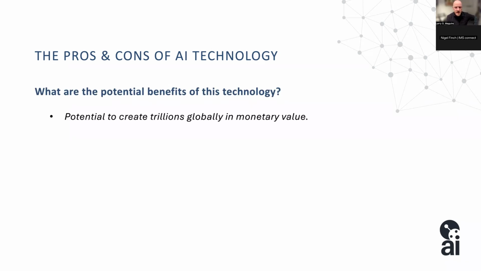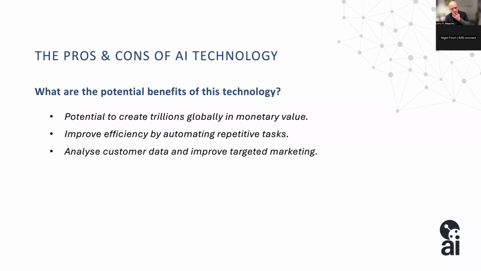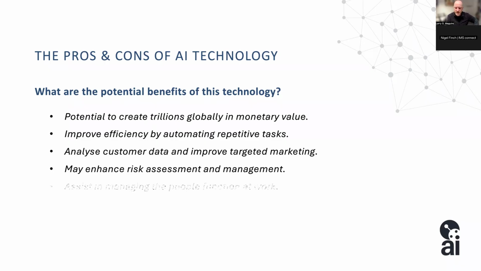The pros and cons of this technology. There's buckets of research identifying the issues and the benefits that are available to us. Some would suggest it will create trillions in the global economy. Well, we'll have to wait and see. There's some talk of a bubble in AI. That can be problematic. It can improve efficiency, analyze customer data, as in the previous example. It may enhance our ability to assess risk in the workplace, help manage people at work.